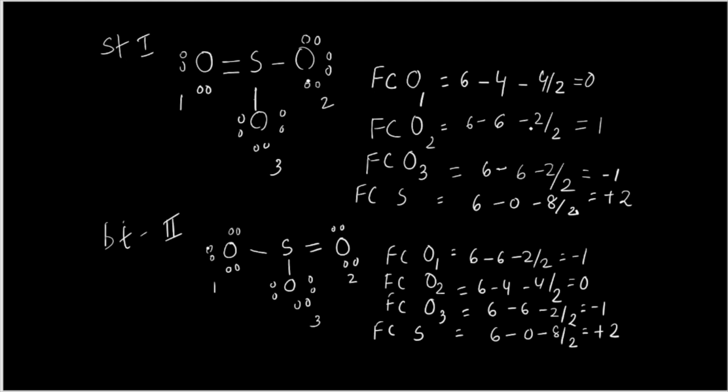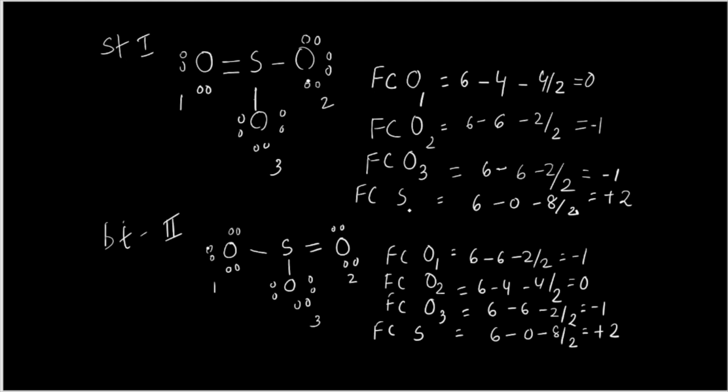Minus 1. So here also that is minus 1 charge. So I hope it is clear to you. Oxygen 1, oxygen 2 and oxygen 3, the formal charges are given. Formal charge of oxygen 1 is 0, because 2 minus 2 is equal to 0. And here minus 1, minus 1.